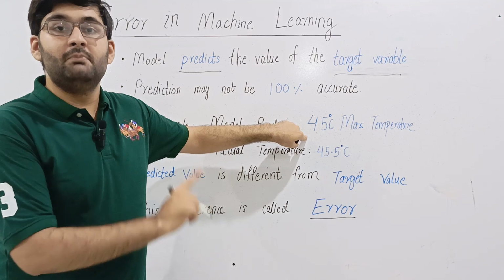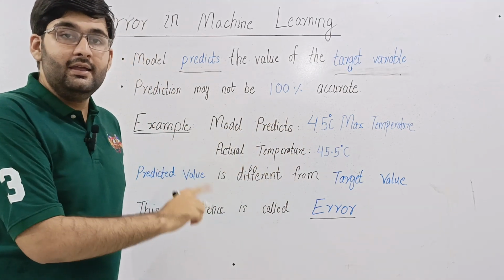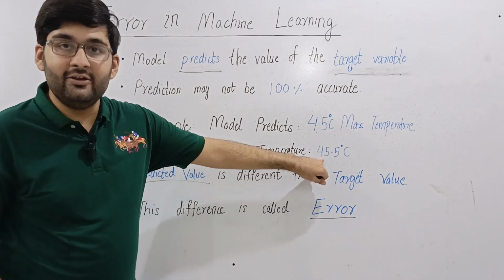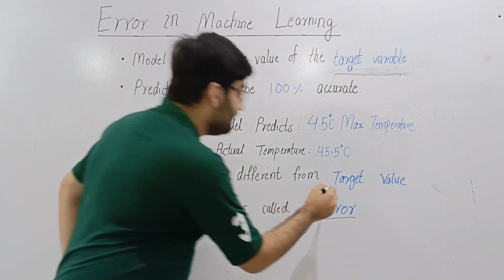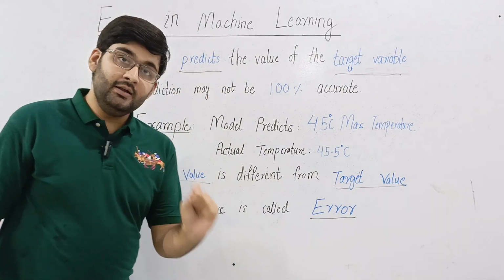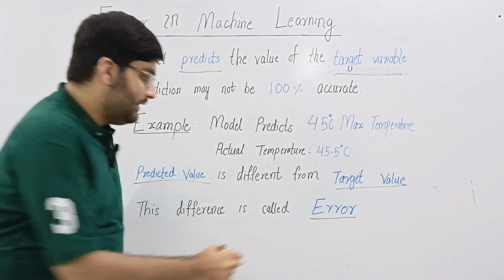This value that the model predicted is called the predicted value, and this value that actually occurred is called the target value. And this difference between the predicted value and the target value is called the error.